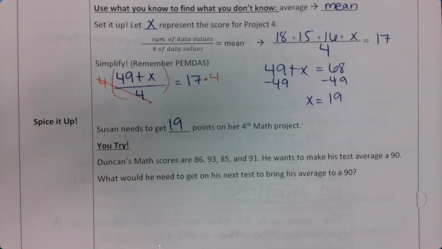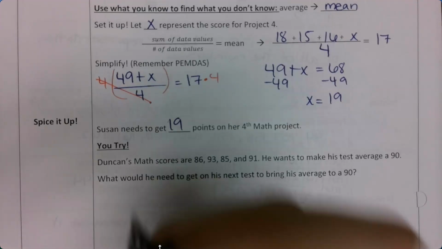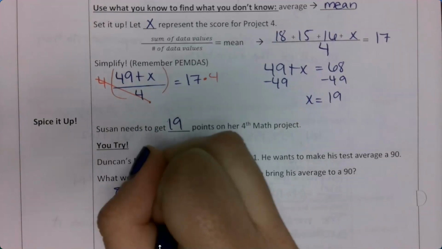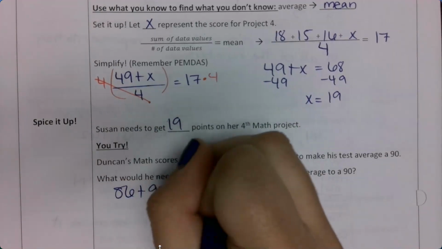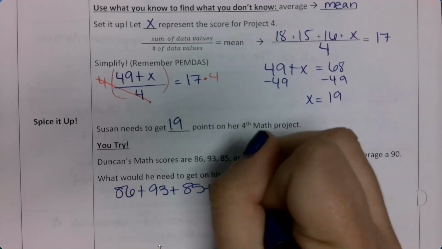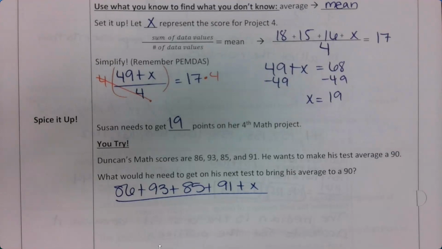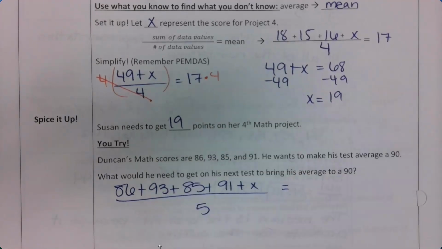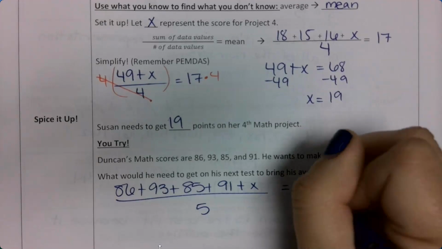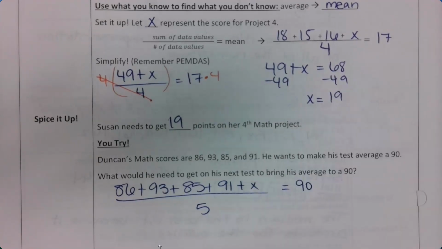Okay, so I'm going to do the you try with you. It says his math scores are 86, 93, 85, and 91. He wants to make his average a 90. What does he need to get on his next test to bring his average to a 90? So what I'm going to do, same thing, is I'm going to add those scores together. And then I'm going to add another score of x. How many total numbers am I adding together? Including the x. 5. And what do I want his average to be? 90. So then what's my first step?